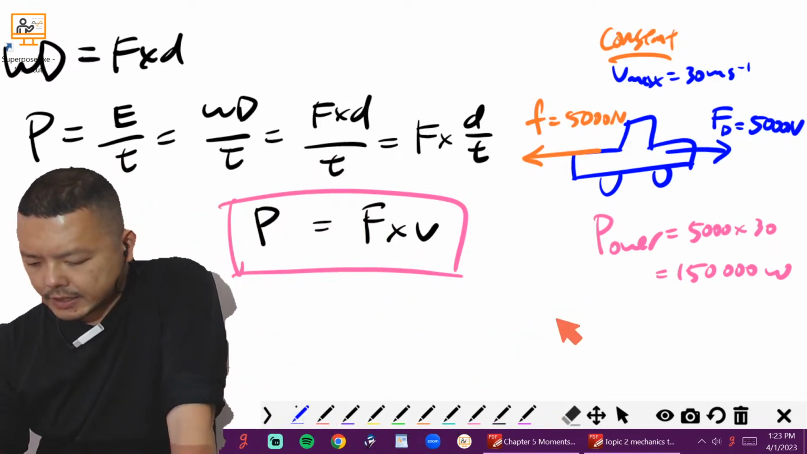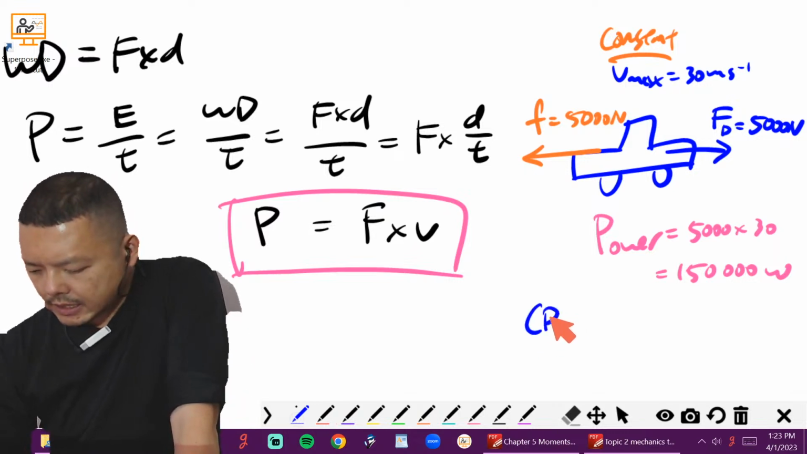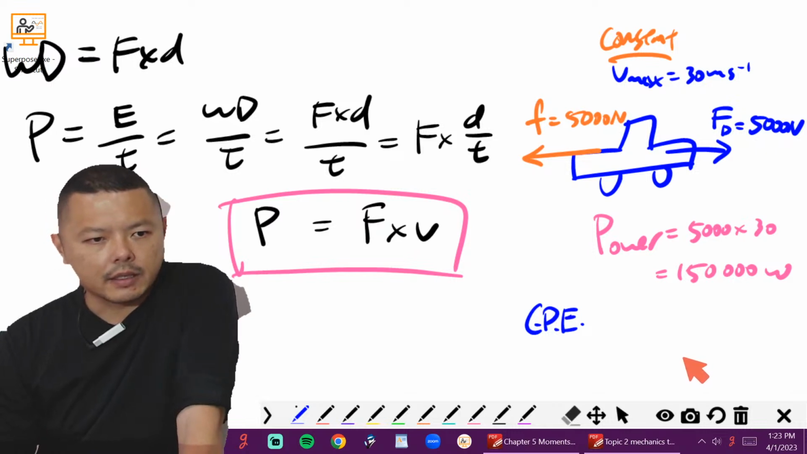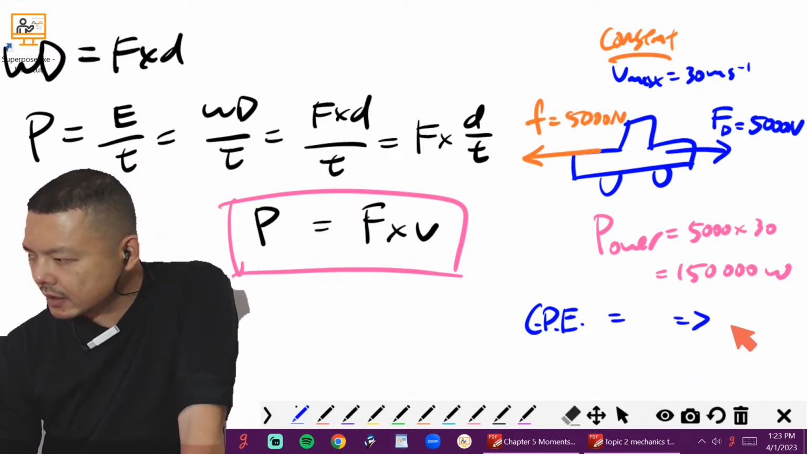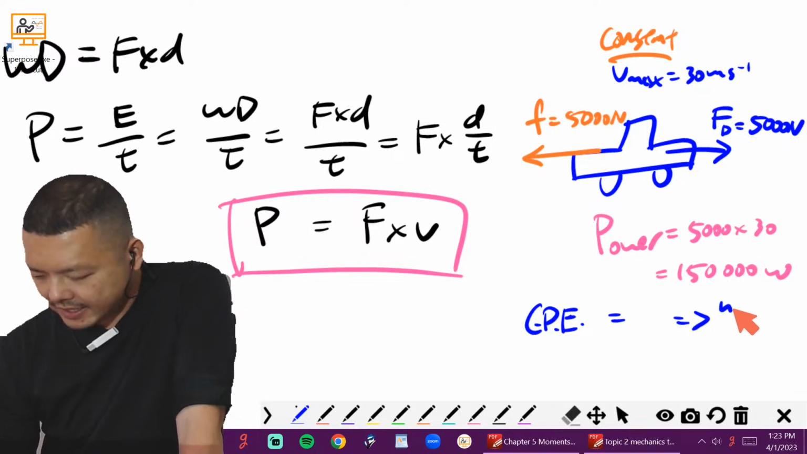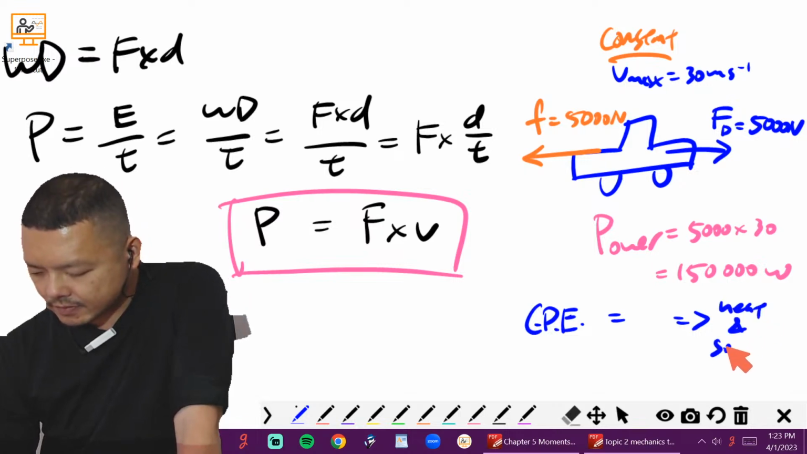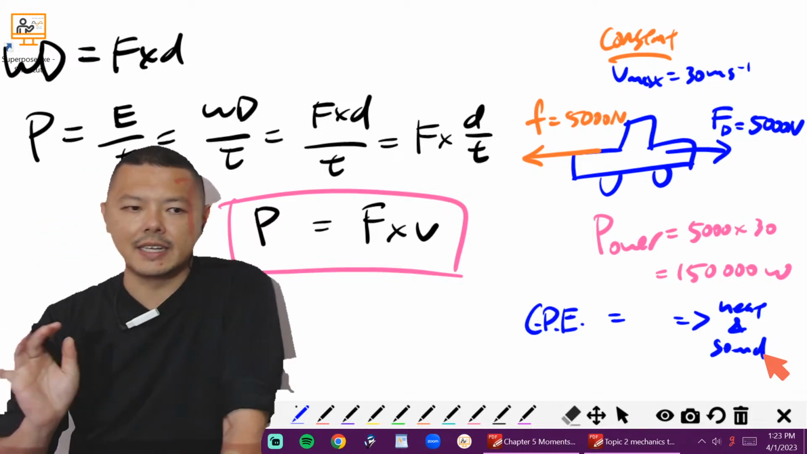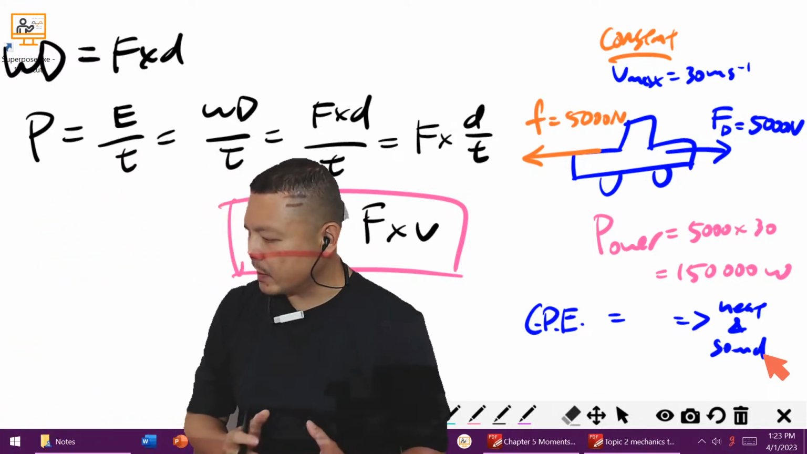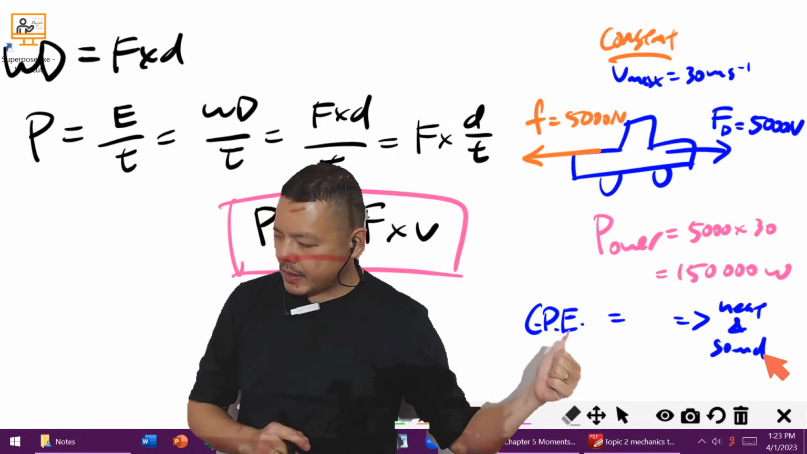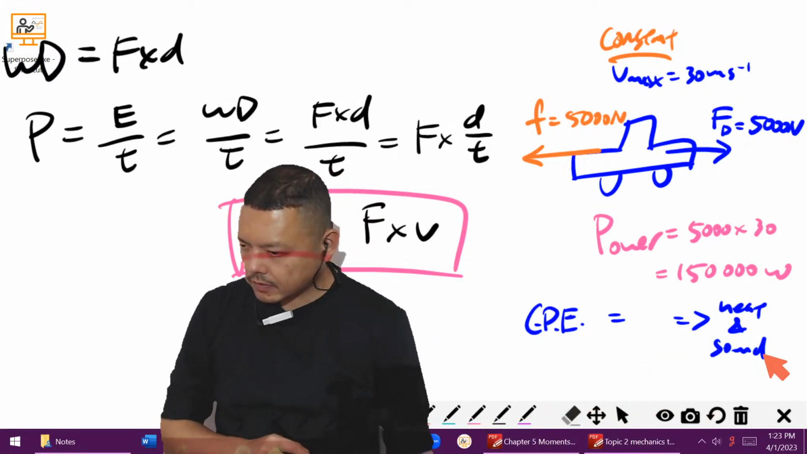So what does the car burn? Chemical potential energy. Okay? And what is it being converted to overall? Overall, heat and sound. Not KE. Why is it not KE? Why is chemical potential energy not being converted into KE?